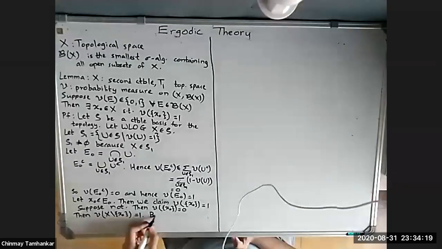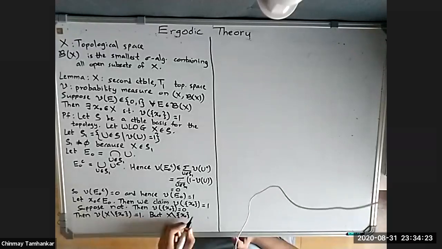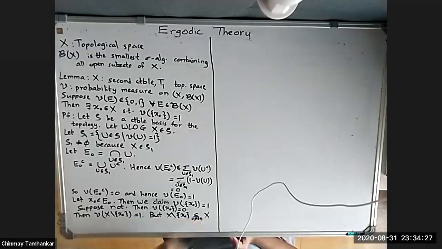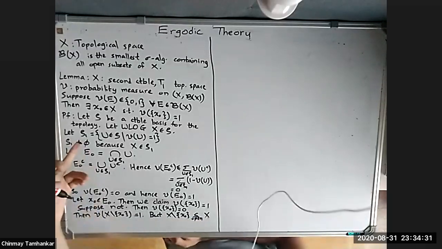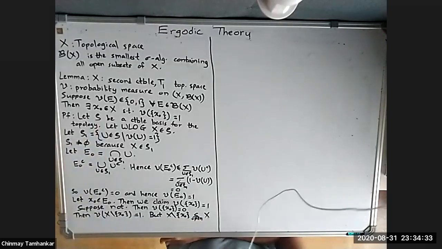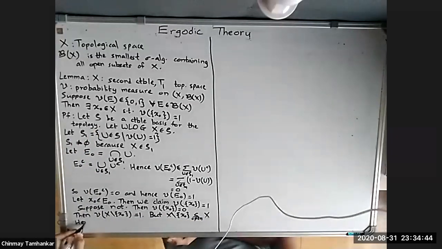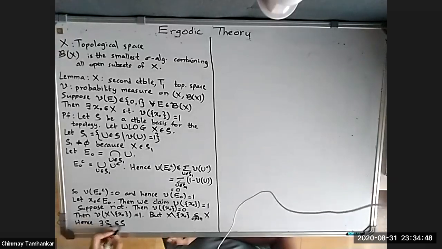Okay, so since S is a basis, there exists a subcollection of S such that the union of all elements in this subcollection will be X minus x naught. So hence, there exists S2 a subset of S.